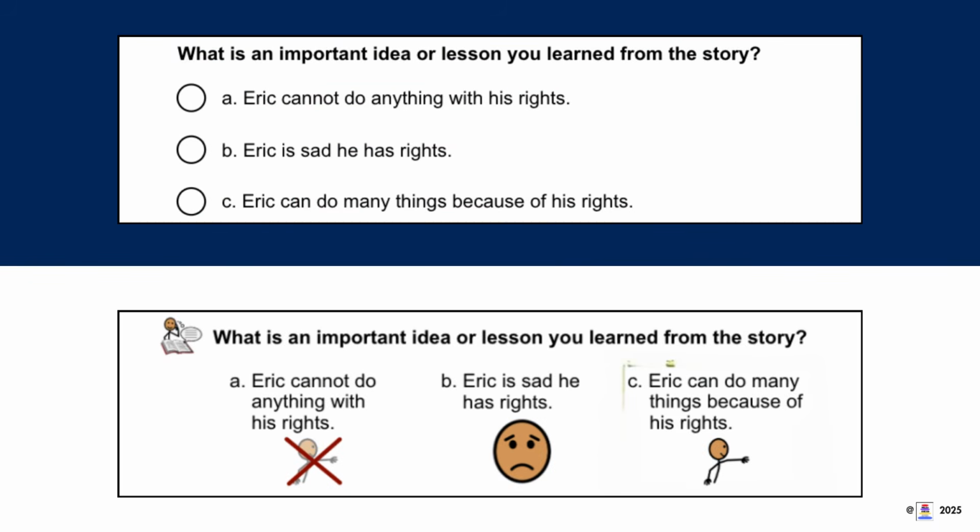Last question, students. What is an important idea or lesson you learned from the story? A. Eric cannot do anything with his rights. B. Eric is sad, he has rights. C. Eric can do many things because of his rights. The correct answer is C. Eric can do many things because of his rights. In the story, we learned about the different rights Eric has. For example, Eric can go to school, he can join a club, and he can vote. These are just a few examples we read about in the story.